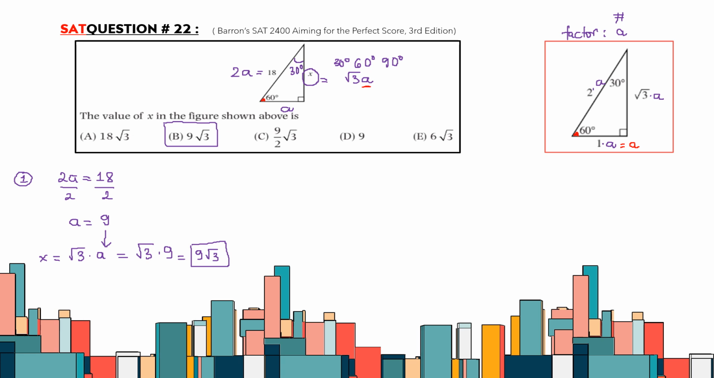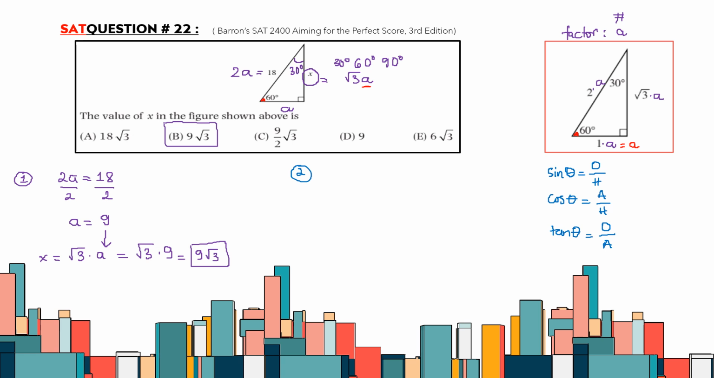We can have a second method, when we use SOHCAHTOA. It means sine of theta is equal to opposite over hypotenuse. Cosine of theta is equal to adjacent over hypotenuse, and tangent of theta is equal to sine over cosine, or opposite over adjacent.